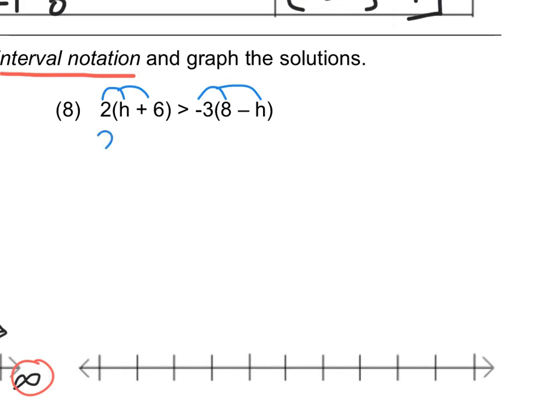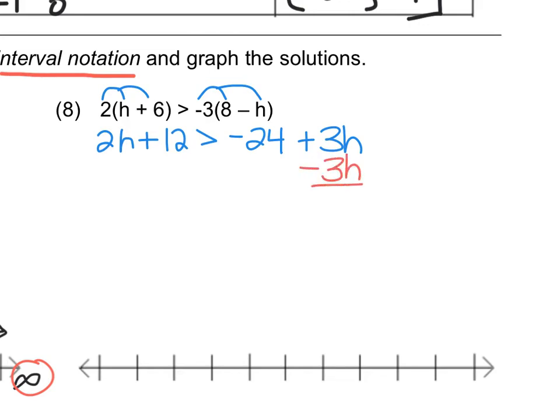All right, so 2h plus 12 greater than negative 24 plus 3h. For the most part, we want to have variables on the same side, but specifically on the left. So I'm going to bring the 3h over, even though it creates a negative. Then I'm going to bring the 12 over. I honestly don't care what kind of number that gives me.